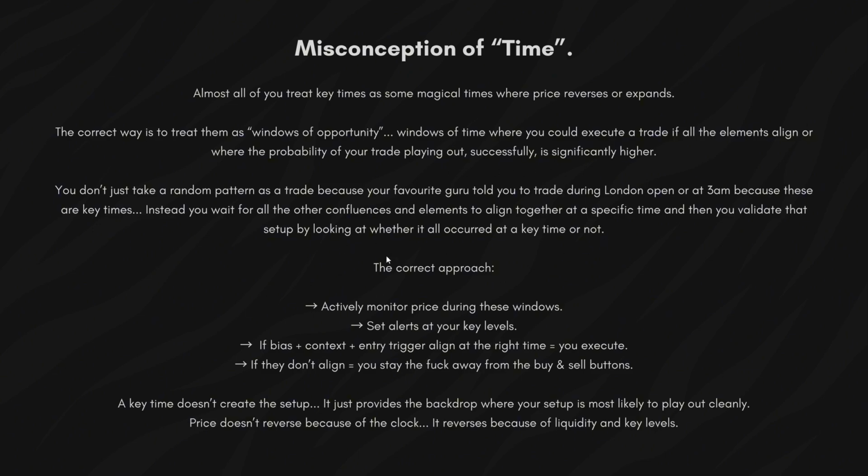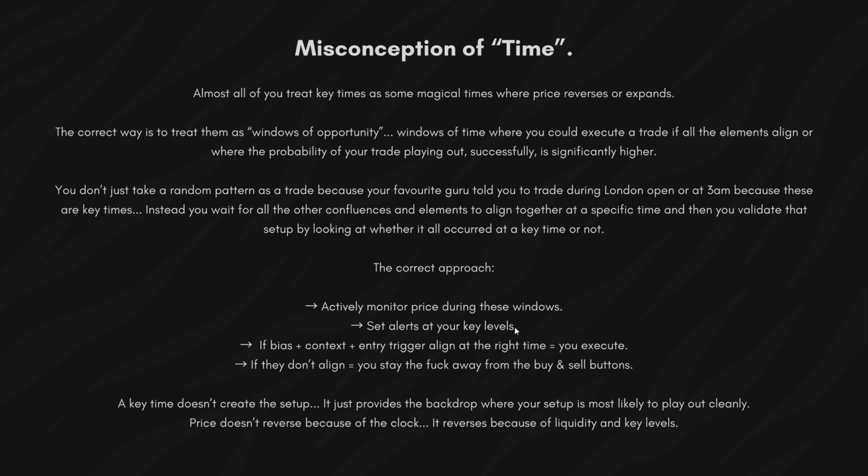The correct approach to key times is that you actively monitor during these windows of opportunity. You set alerts at your key levels, and basically you wait for your bias, your context, and your entry model to align at the right time, or one of these key times. And if that's the case, you execute.